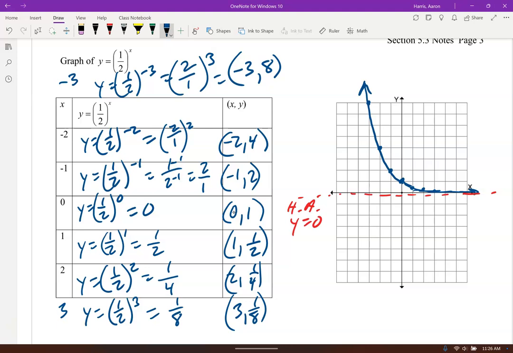And look what happens if I plug in something for my base that's less than 1, like 1/2. See how it's a decreasing function this time. From left to right, it decreases exponentially. So our domain is still all reals. Our range is still 0 to infinity on this.